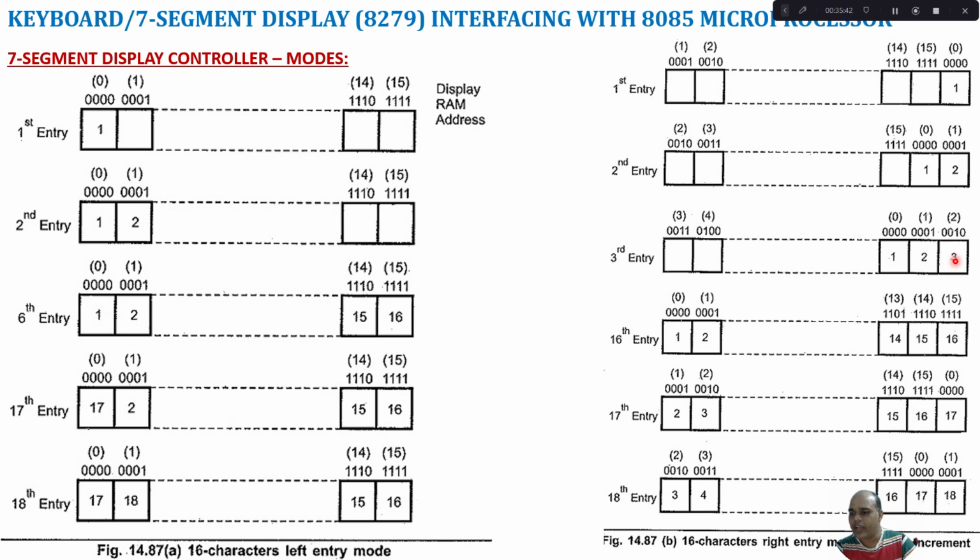So that is how you can see the characters are being moved in a fashion from right to left. So in left entry mode, each segment is assigned an address from the display RAM, so it will get the data from that display RAM address. Whereas in right entry, the segment is not going to get the data from the same location, it will get the data from different locations. This is your right entry.